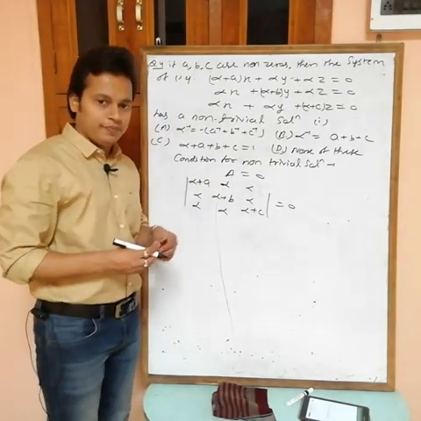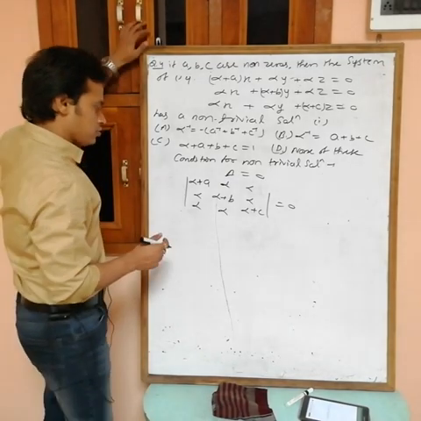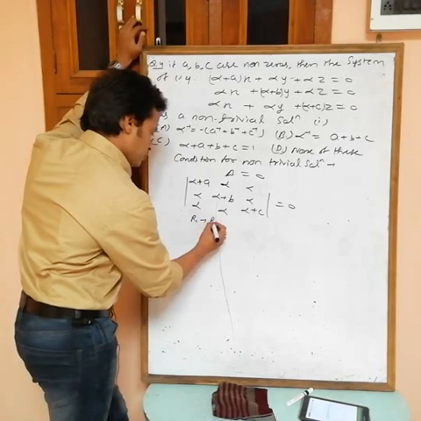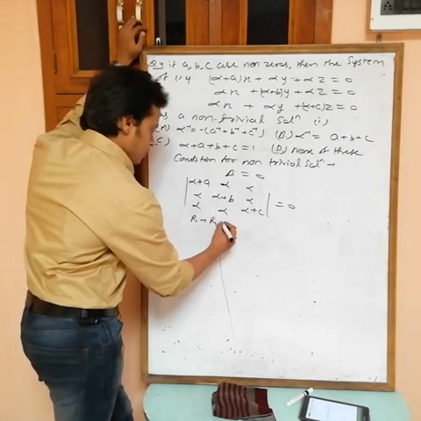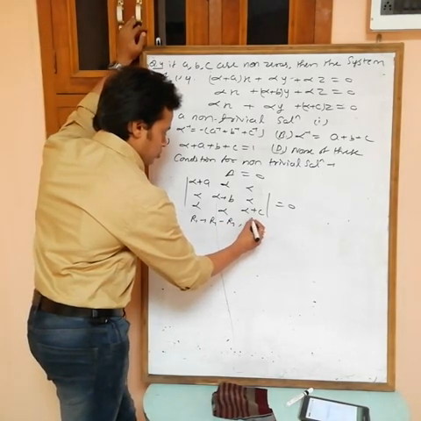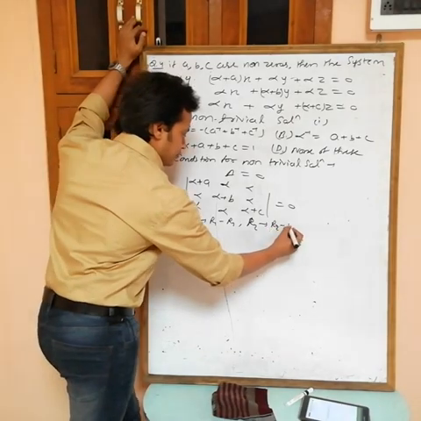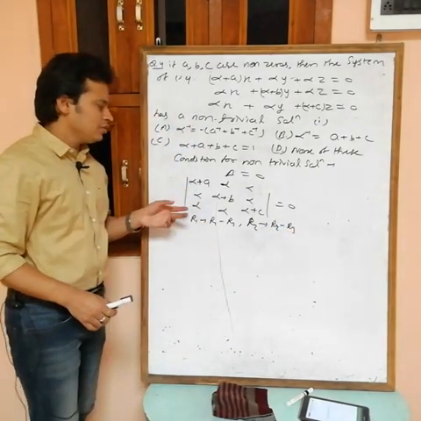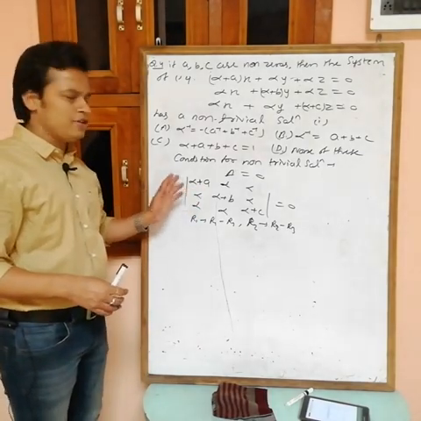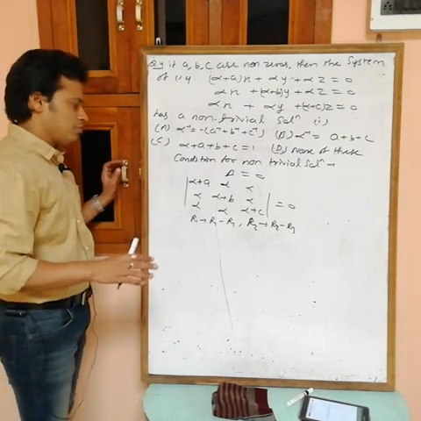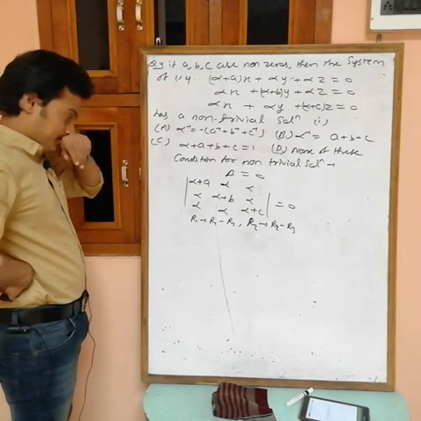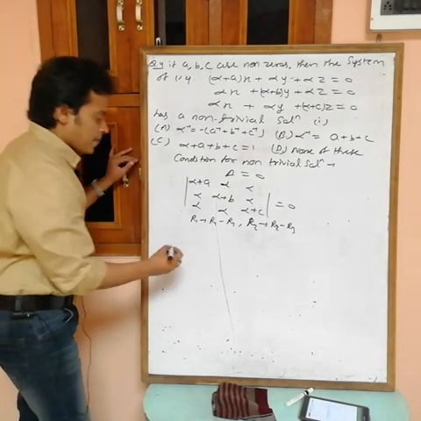And now simplify. First I can make some zeros. How to make? R1 goes to R1 minus R3 and R2 goes to R2 minus R3, to simplify this one and get some zeros. Otherwise this is already simplified, you can also directly expand this one. No problem.